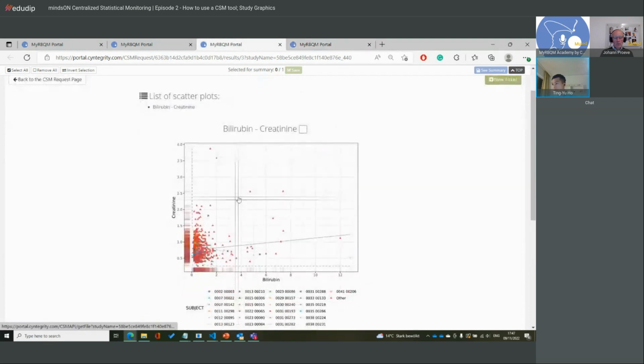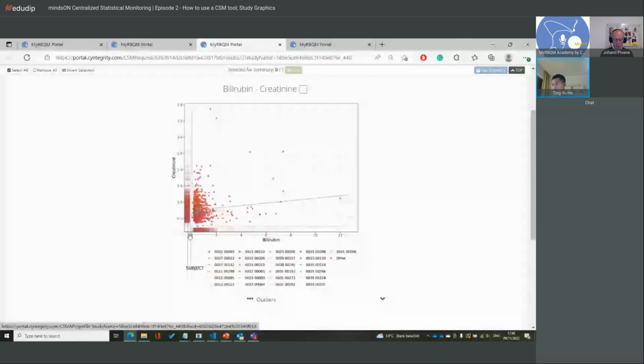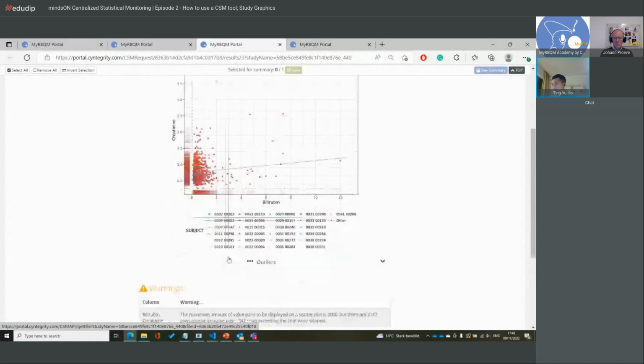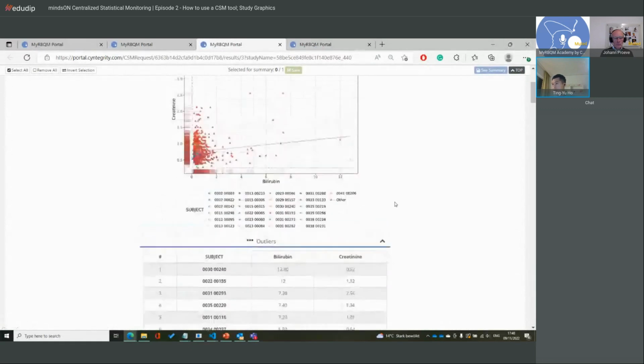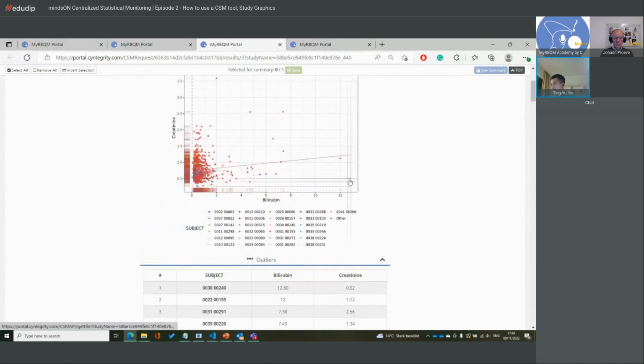Once we look into the bilirubin and creatinine, we can still use our knowledge to check whether those values make sense. And other than this, we can still check the outlier, for example, this dot, which is around 12.8 with bilirubin. And as we mentioned for the last one, we can still check the medical history to see what corresponds to the medical history that was provided as well.